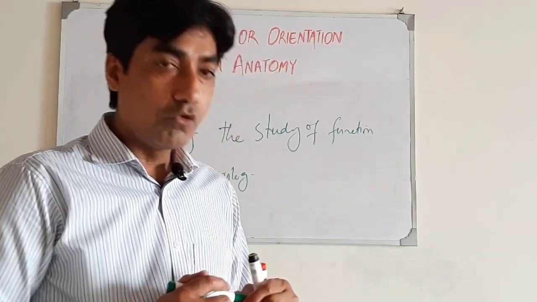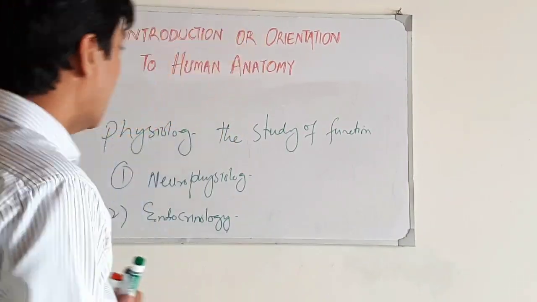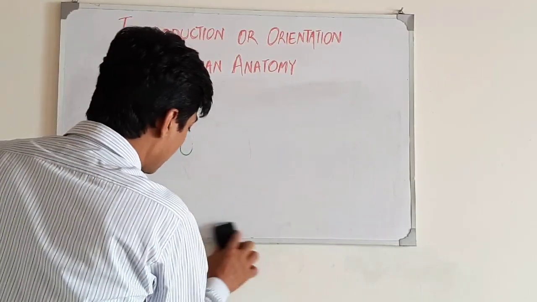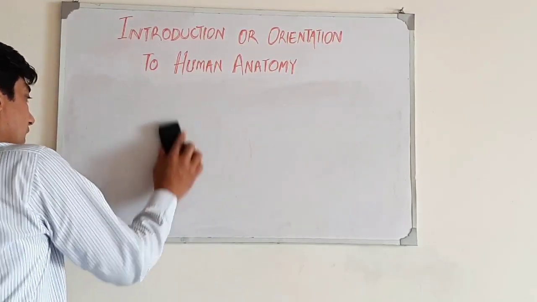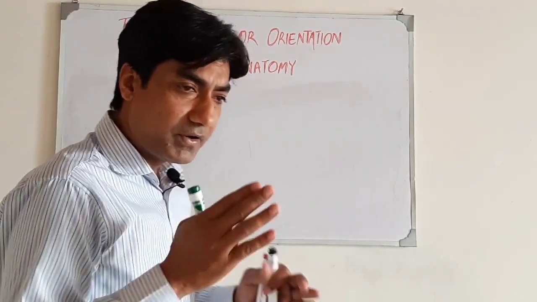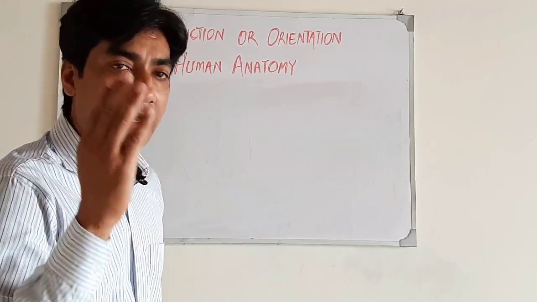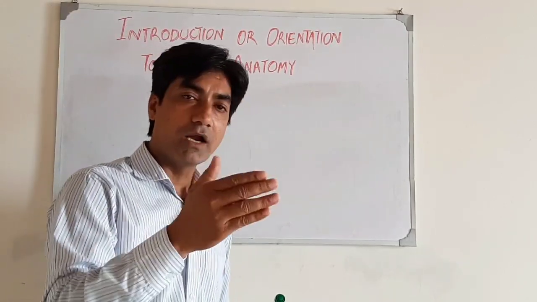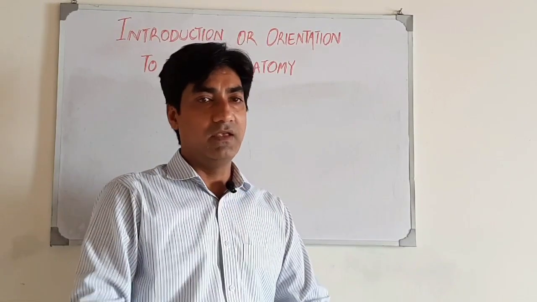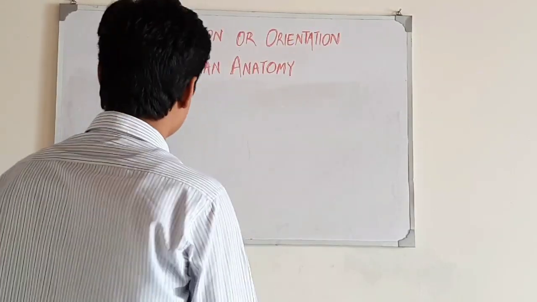So let's move towards the anatomical position. What is anatomical position? Anatomical position is used to describe the human anatomy in a proper way, to define a standard frame of reference. That's why we describe human anatomy in a proper way, and that proper way should be in anatomical position.